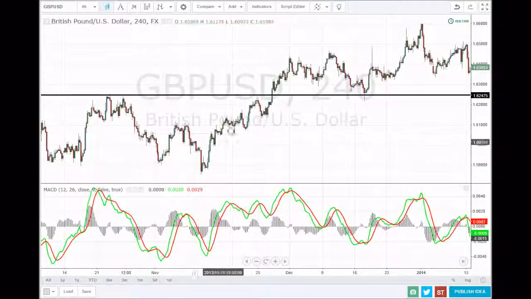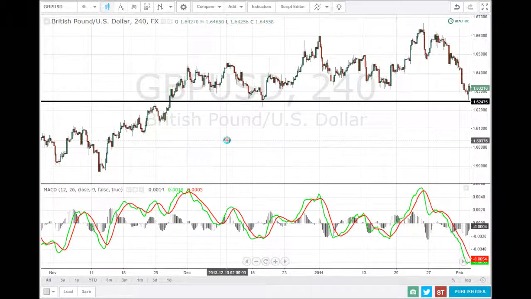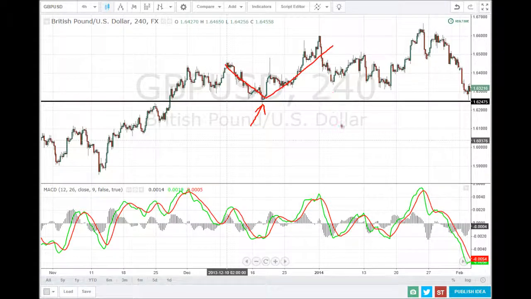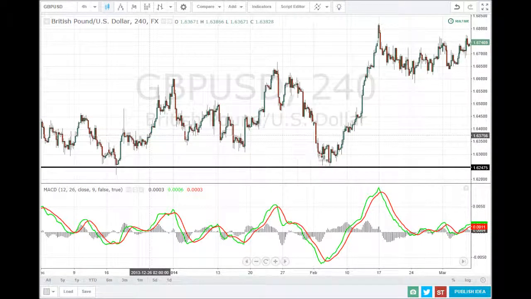Price then moved above this resistance, and this resistance now acts as support, as demonstrated here. We've come down and had a bounce. Price comes down a second time to test this support, and this time we're looking to trade and go long as price bounces on this support area.